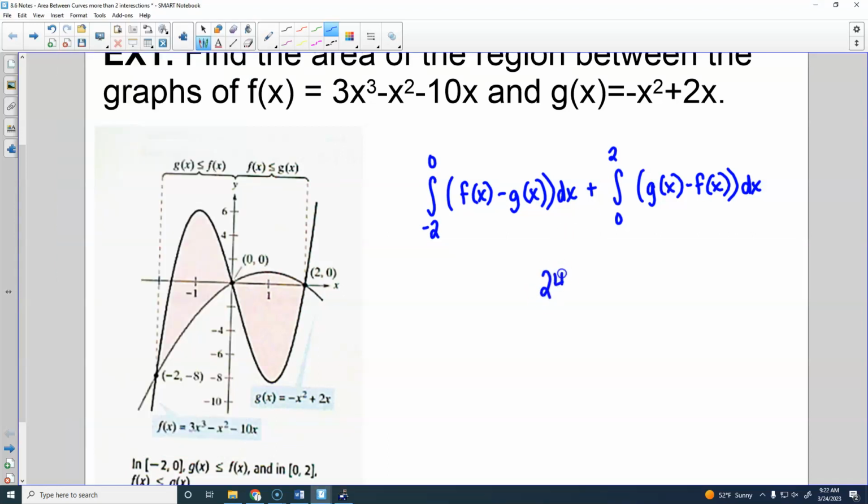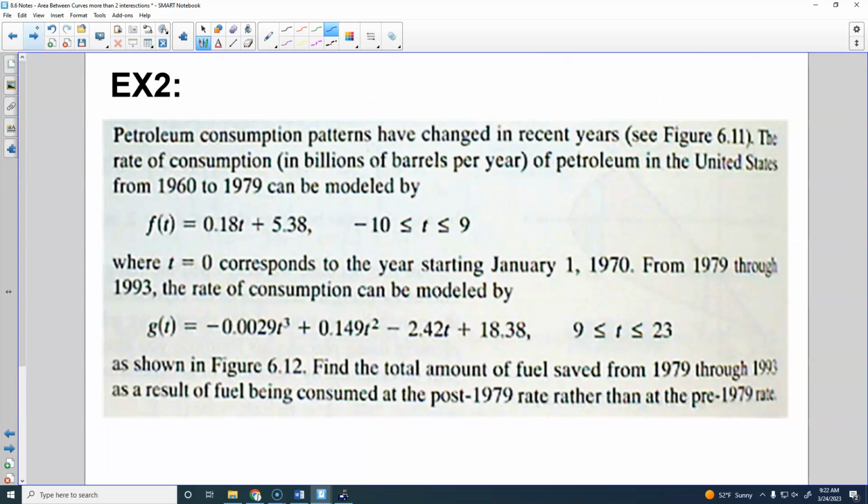This is one that could be done without a calculator. It's just going to be intensive if you do, because you got quite a bit to integrate there. Okay, questions? All right, I think this is a kind of cool problem right here.